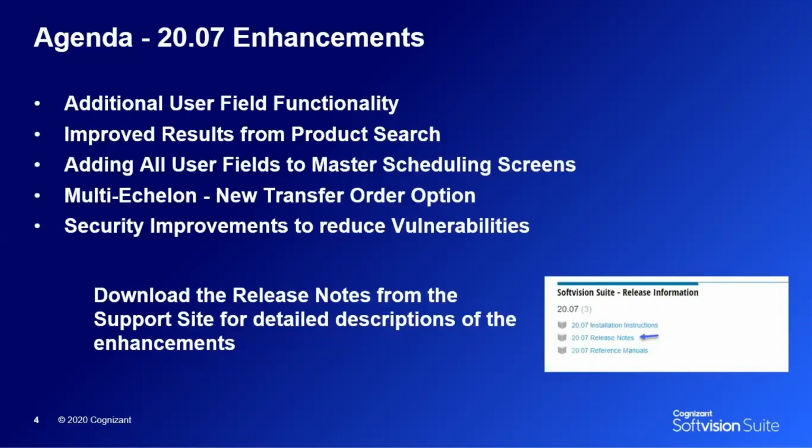In Multiechelon, we have a new transfer order option. You're able to override the allocation to the supplier on hand, and we'll review that. And then there's a number of security improvements we've done to reduce vulnerabilities, and we'll go through those. So we're going to go through all of these enhancements. If you want more detailed descriptions, you could download the release notes from our support site.